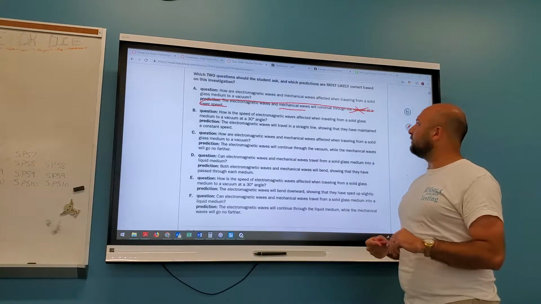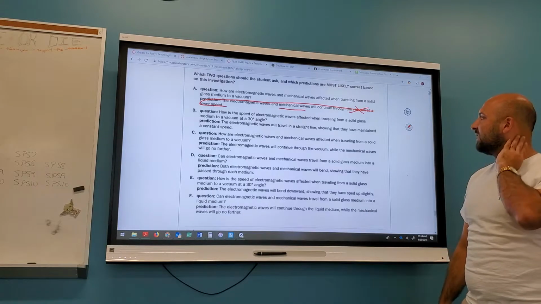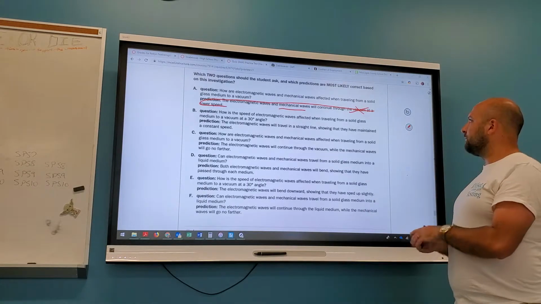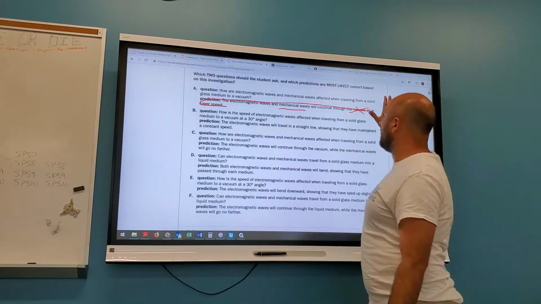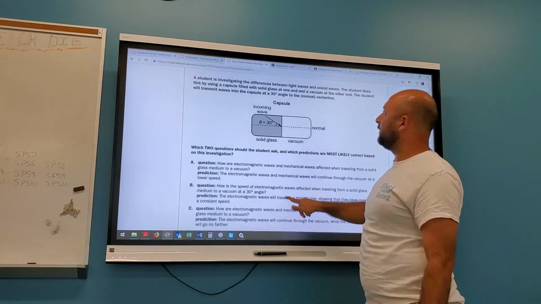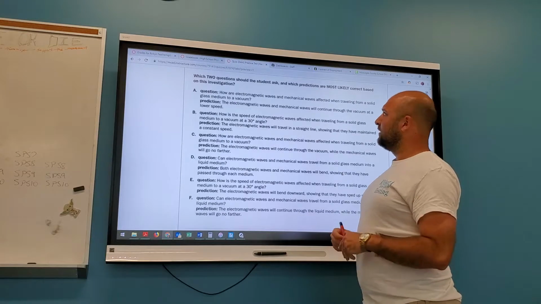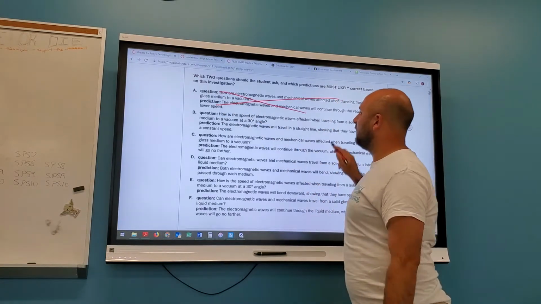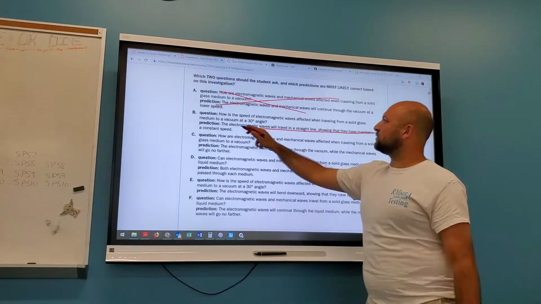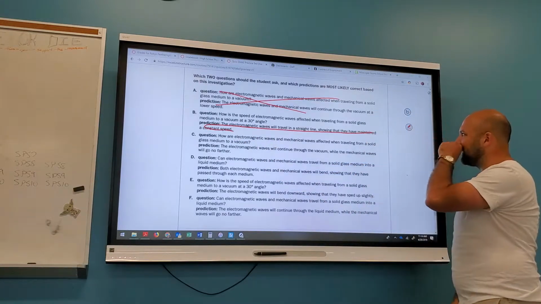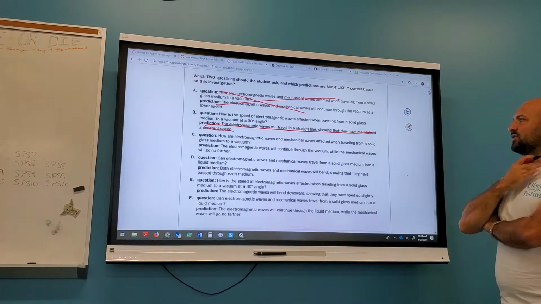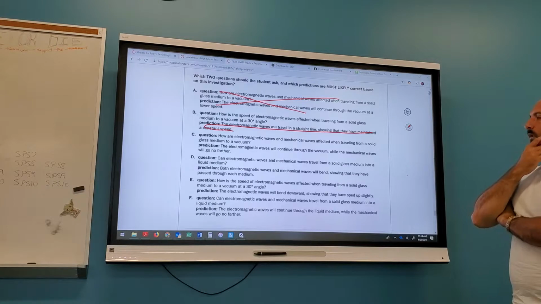The EM waves will travel in a straight line, showing that they have maintained a constant speed. So if I have an EM wave and it's traveling from one medium to another, like I see here, solid glass to vacuum, I know it's not going to be a straight line. So this is not right. All right, that's trash. And this one is also trash because, again, it can't be a straight line because it will not be a constant speed. It's changing mediums, right? Or media.